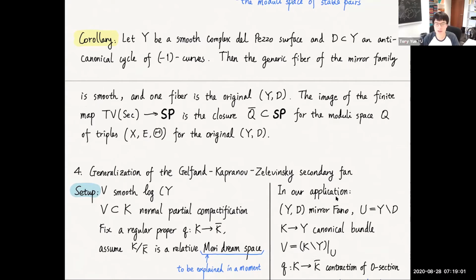In our application, we have YD, the mirror of YD, U the interior, the log Calabi-Yau. We have the canonical bundle K over Y, and we take this log Calabi-Yau V to be simply K minus Y restricted to U. And we take this regular proper q to be K to K bar, contracting the zero section of the canonical bundle.